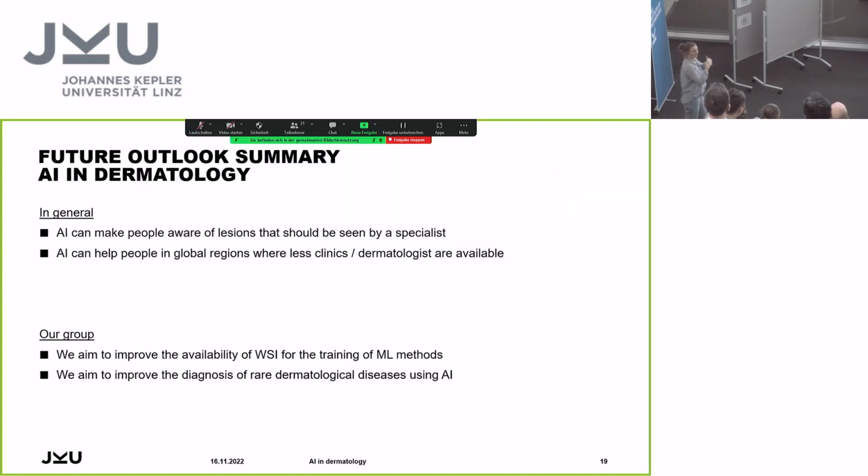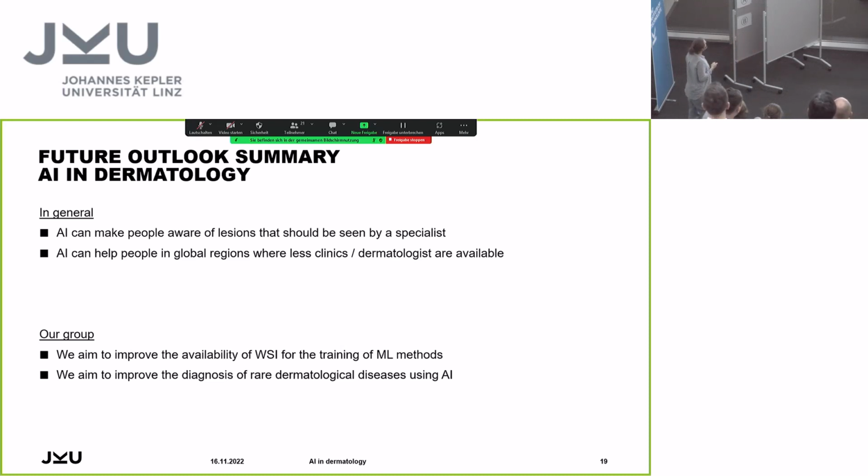So what is the future of AI in dermatology? I think in general, AI can make people really aware of lesions, and maybe it's much easier to take the smartphone and make an image of your mole if you're not sure whether to go to a dermatologist or not. And also it can help people in regions where there's not so much medical care around to decide when it is really necessary to find medical help.